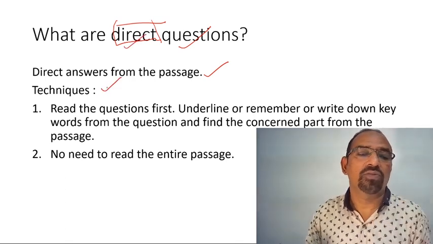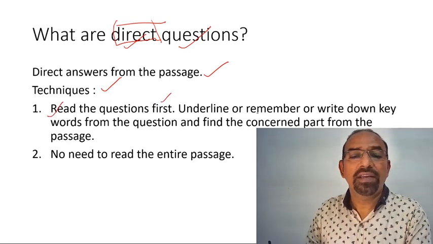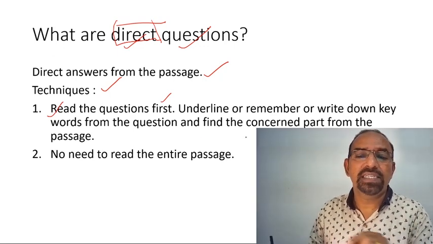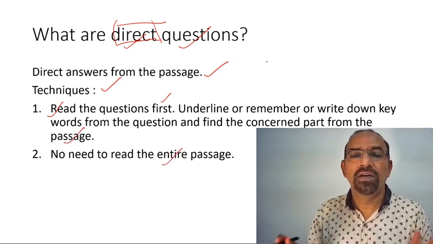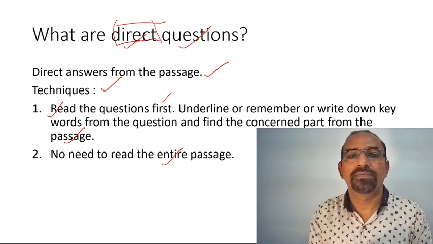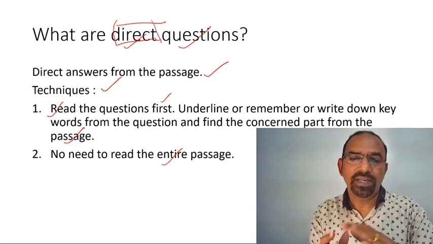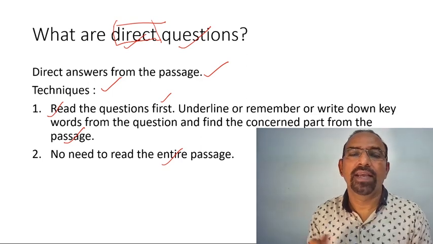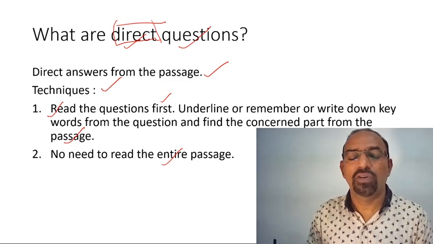Technique of solving direct questions. First, you have to read the question. Then underline or remember or write down keywords from the question and find the concerned part from the passage. No need to read the entire passage. For answering a direct question, first you go to the question. Then write down the keywords. Find the keywords in the passage, analyze that part and give the answer. This is the method of answering a direct question.